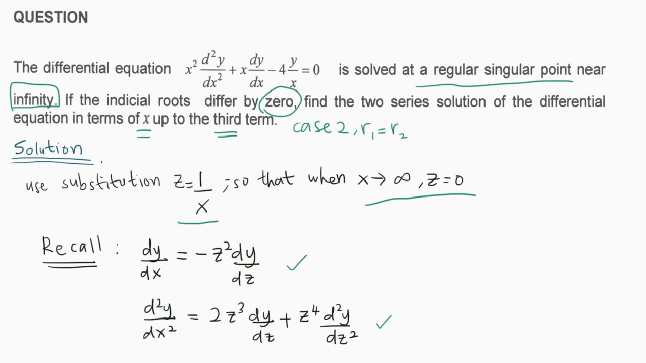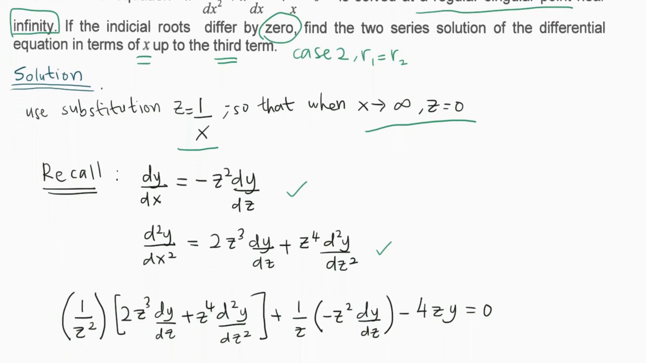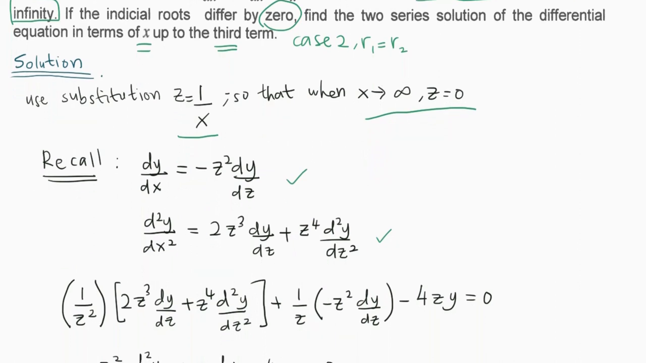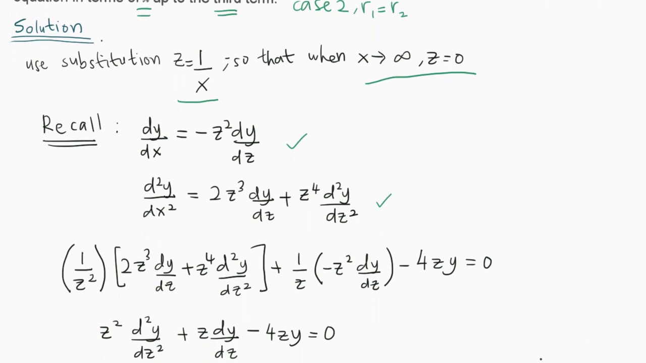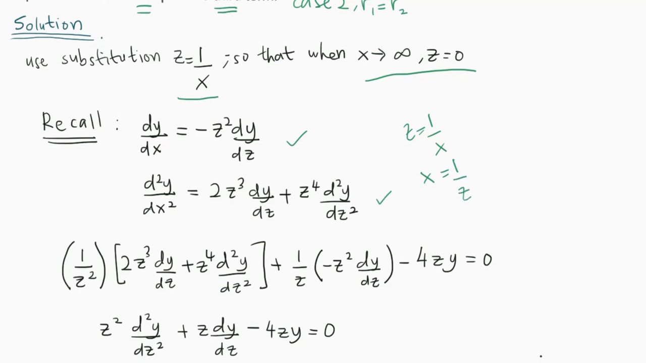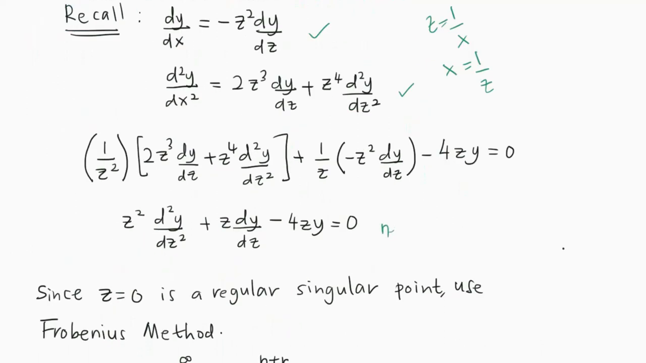Next, we need to substitute dy dx and d squared y dx squared in the given DE, which means we will have this equation. Substitute 1 over z for x and z for 1 over x. The reason is that z is equal to 1 over x, which means x is equal to 1 over z. So expanding and simplifying the equation, we will have this new DE. We will be using this new DE from now on.